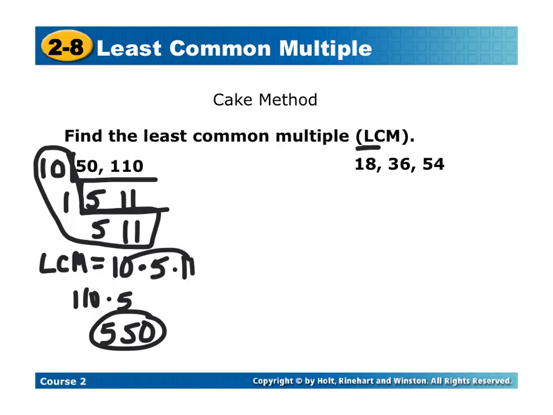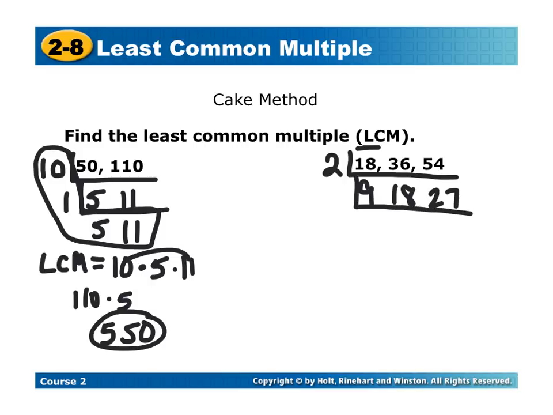I'm going to have us look at one more. If you wanted to pause the video and try this one on your own, I would go ahead and do that. But there are a few changes we have to make because it's least common multiple with 3 numbers. I'm going to draw my first layer. Now they're all even, so I'm going to start with just a 2. 18 divided by 2 is 9. 36 divided by 2 gives me 18. And 54 divided by 2 is 27.